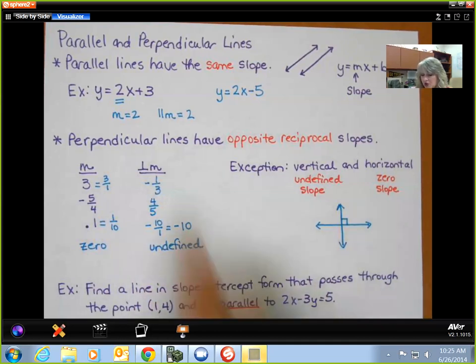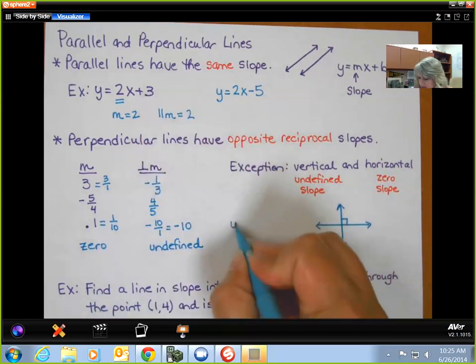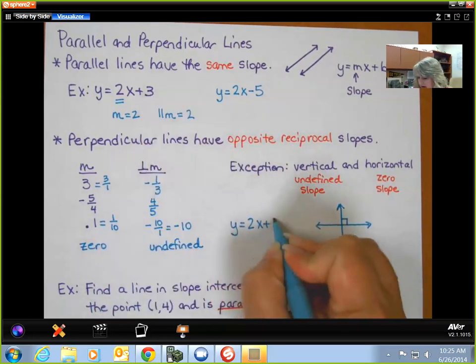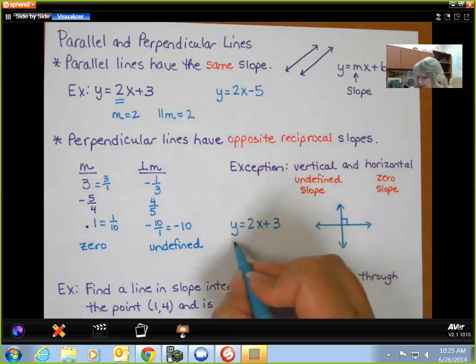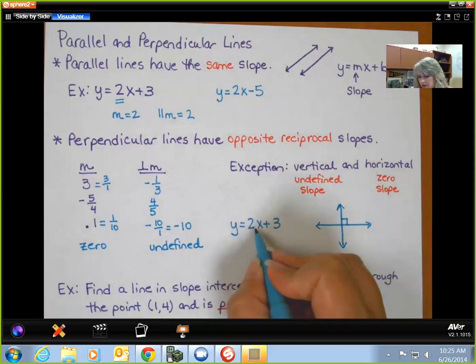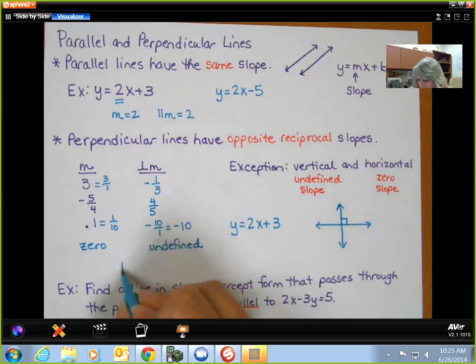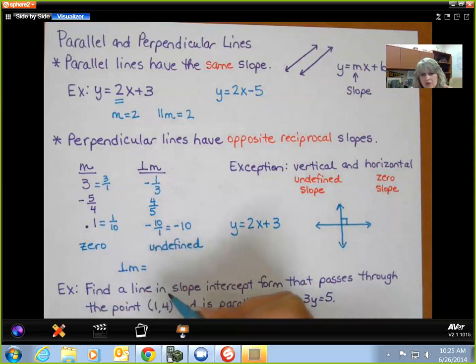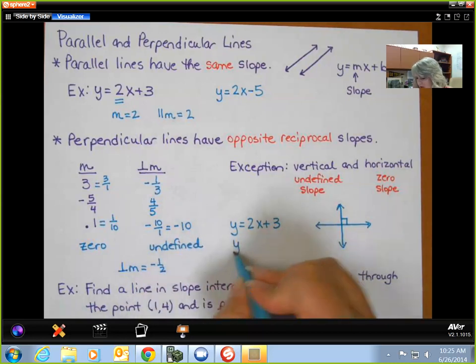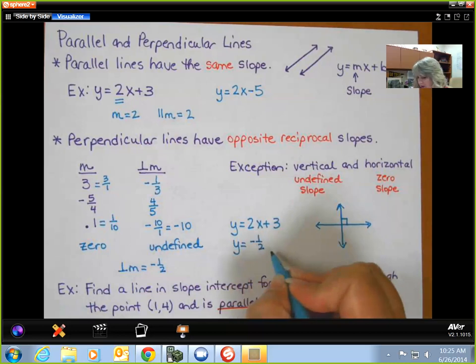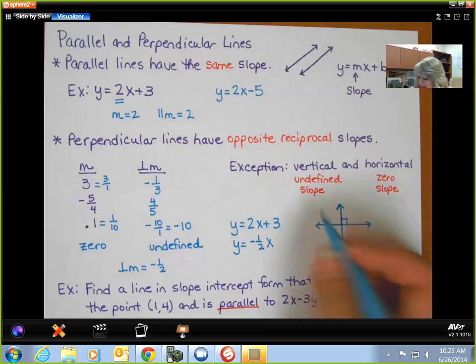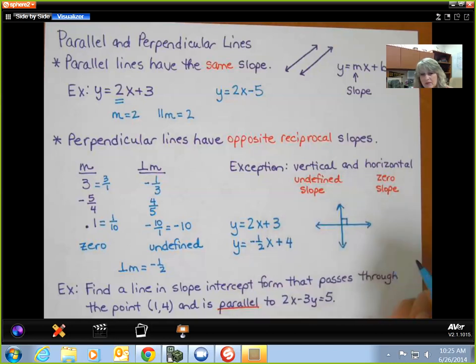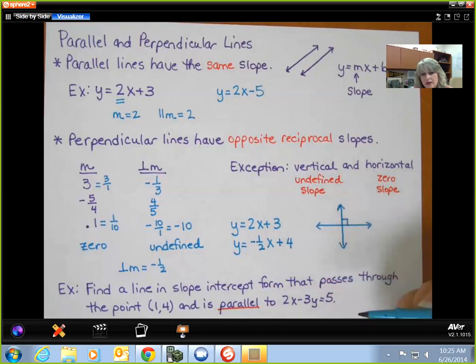So if I have that equation, y equals 2x plus 3 again, and I said, I want you to just make up a line that's perpendicular to this one. All I really need to know is that my perpendicular slope of 2 would be a negative 1 over 2. So I could just say y equals negative 1/2 x. And then you could put any number after that that you wanted to. Okay, let's say we put plus 4. All right, so these two lines are going to be perpendicular.